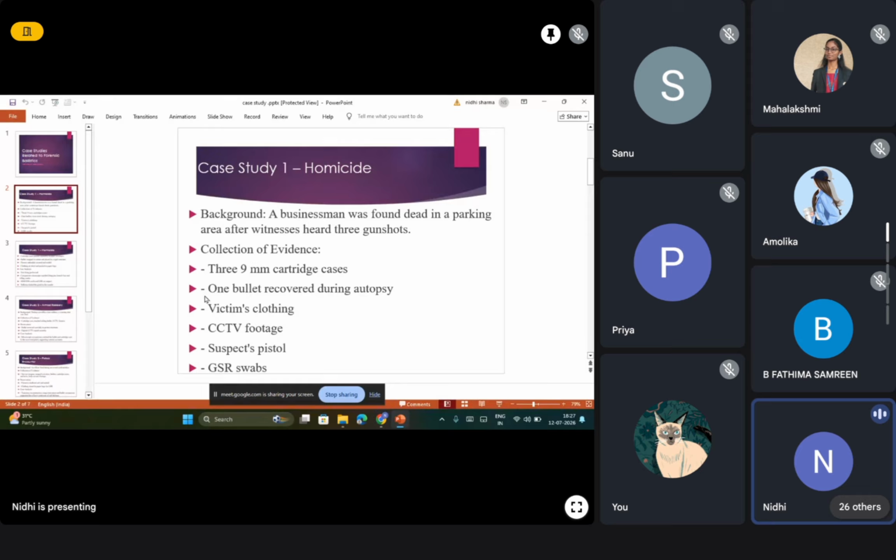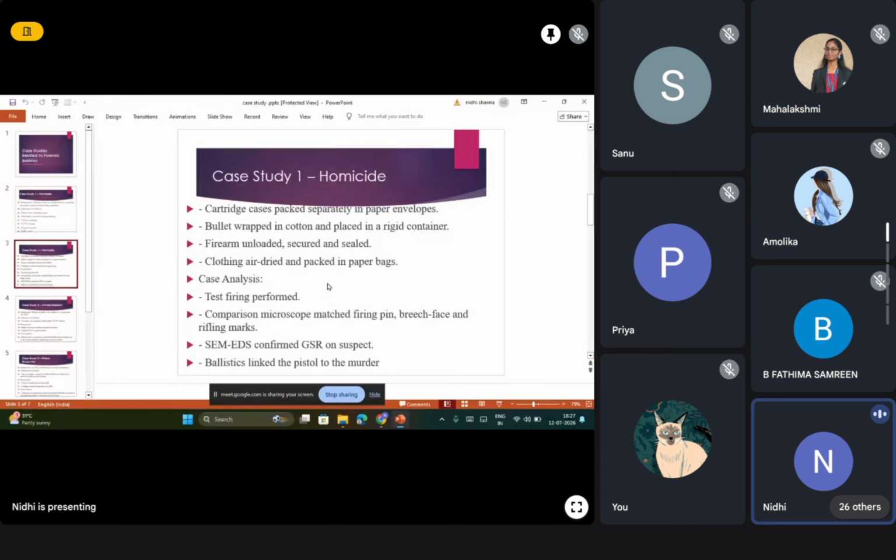Then the victim's clothing, why are we using the victim's clothes? For GSR analysis. CCTV footage is corroborative evidence again; in order to support our ballistic evidences, we are using this CCTV footage. The suspect left their pistol at the scene of crime, so we found the suspect's pistol. Then GSR swabs, then preservation: how we preserve those evidences, we pack the cartridge cases separately in paper envelopes.